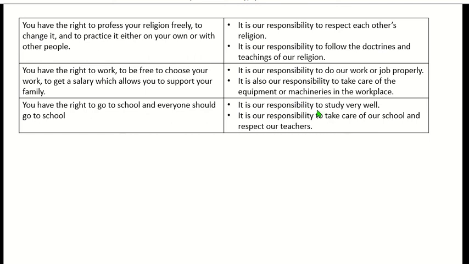So, yan yung mga ilang halimbawa lang, no? So, 30 lahat yung Universal Declaration of Human Rights. 5 lang yan. Pwede kayong mamili pa ng mga iba pang karapatan na nandoon, ano? So, madami kayong pwedeng isulat dyan.